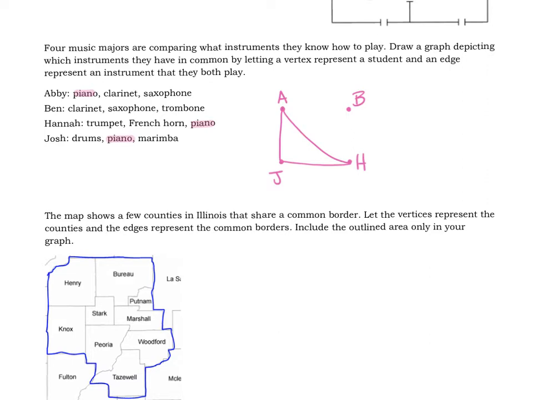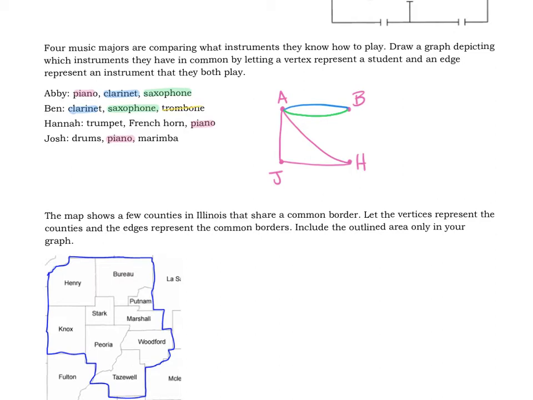When it comes to Abby, I'm going to stick with Abby here, clarinet. Abby plays clarinet, and so does Ben. And so no other edges need to be drawn in terms of a clarinet being in common, because they're the only two that have that commonality. Okay. Then moving on to saxophone, Abby and Ben both share the ability to play saxophone. And so we're going to draw a second edge between Abby and Ben, representing that second instrument they have in common.